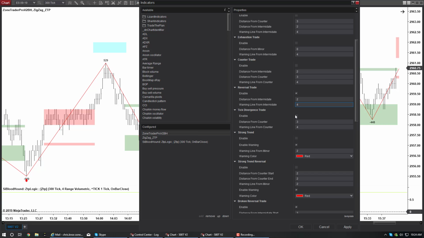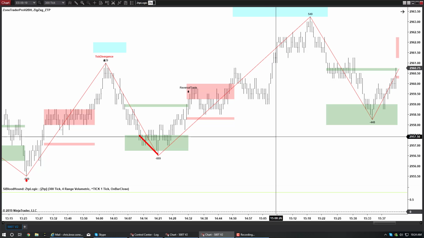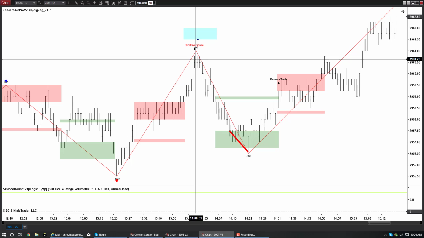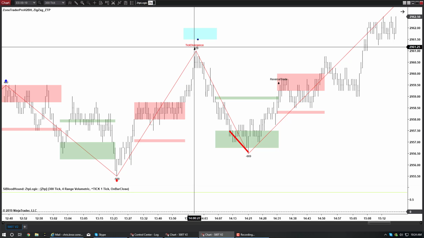For the tick divergence trade, if it is enabled because you are receiving the data, then there is only one setting, and that is the distance from the counter trend zone. That is simply saying where you will start receiving the signal. So you will start receiving the signal 3 ticks from where the beginning of the zone starts.